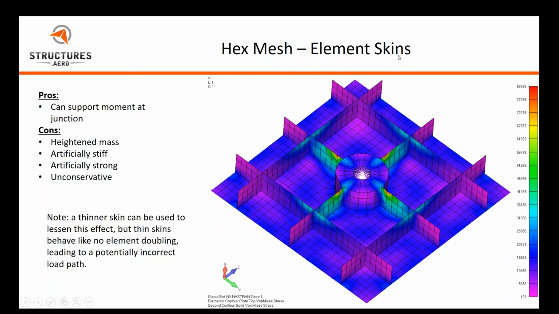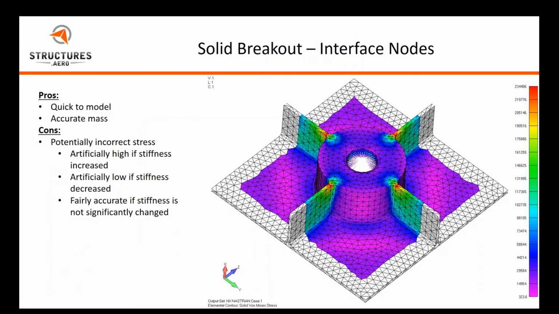But these options really are, if you want to have a permanent solution that's not very computationally demanding, some combination of these can work for you. And here you have your solid breakout interface nodes. So this can be great. It can be a really fast way to model something, but it's very sensitive to the stiffness of your breakout. So if you're really going to change the stiffness of the place you're interested in, this probably isn't the option for you.